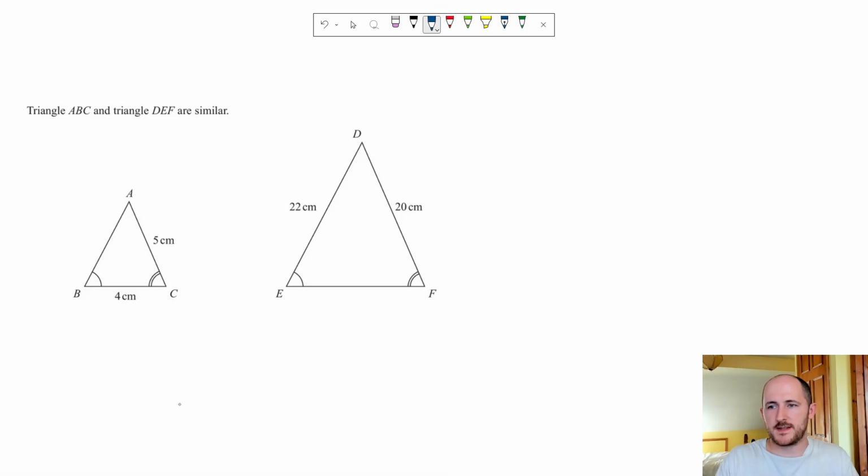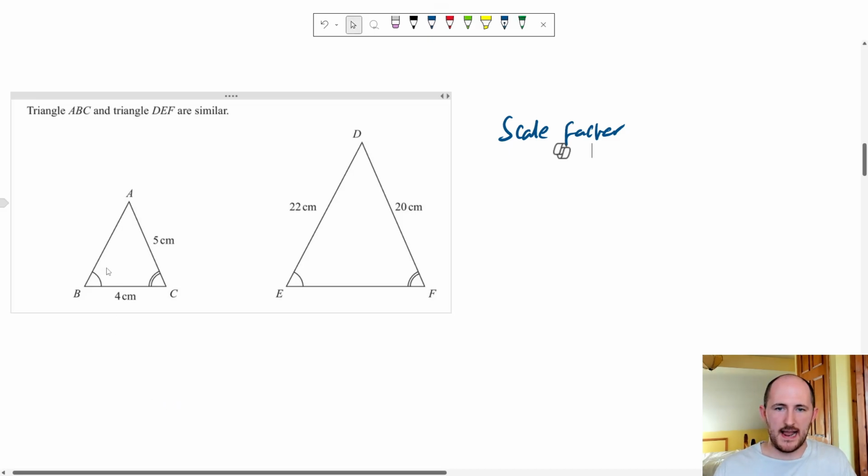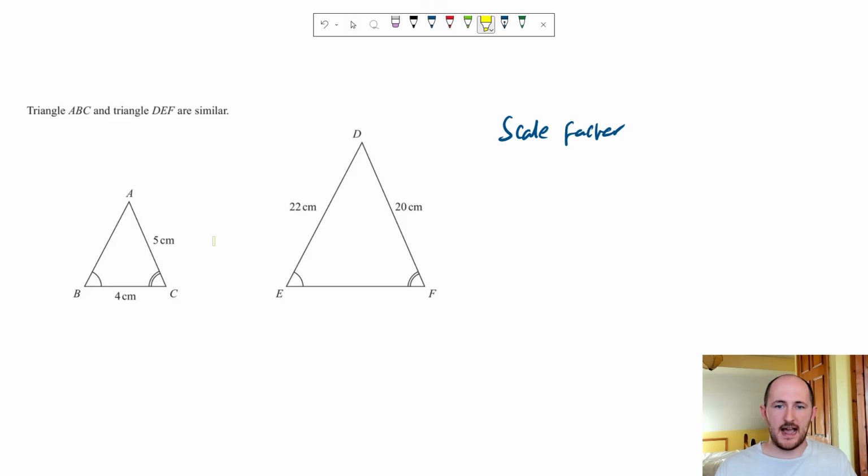We need to work out what the scale factor is. And how do we work out the scale factor? We look for the corresponding sides. So for example, AB and DE are corresponding, but we don't have the length AB, we only have the length DE. So let's see. AC and DF are corresponding, and we have both of the sides. So all we're going to do is divide those two numbers to get a scale factor of 4.